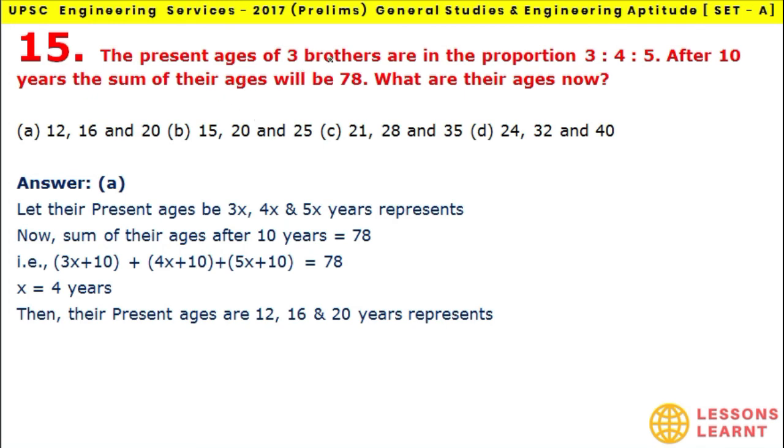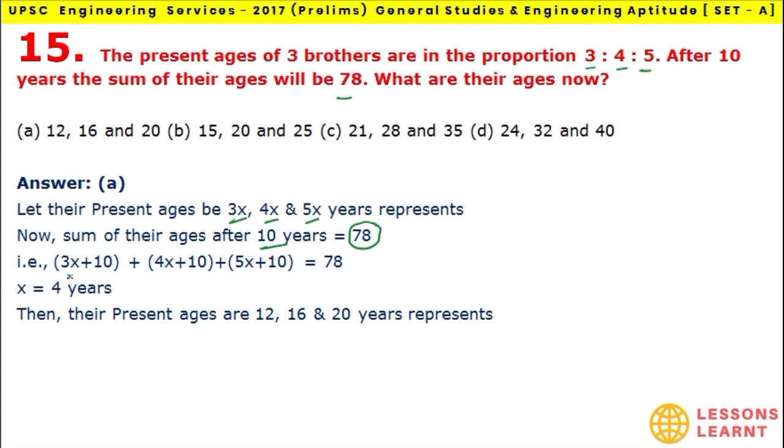The present ages of 3 brothers are in the proportion of 3, 4 and 5. After 10 years, the sum of their ages will be 78. So what are the ages now? Let the present ages be 3x, 4x, 5x, where x represents the present age. After 10 years their total sum of ages is 78.